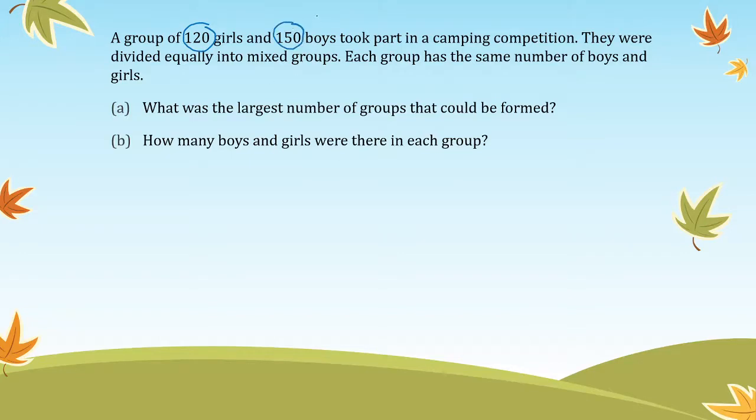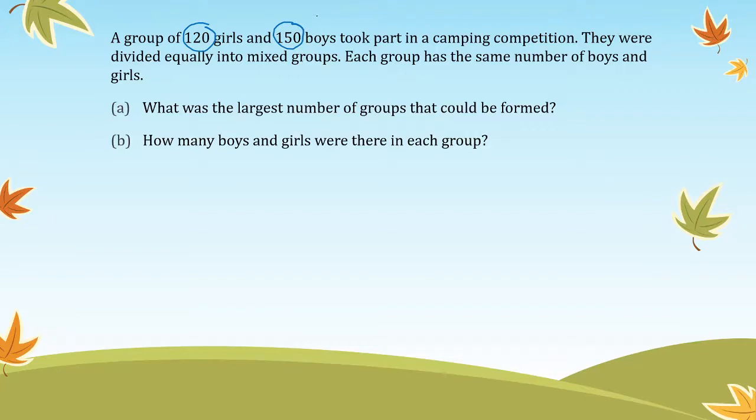Imagine like in your school, there's an event or an activity. There's a certain number of girls, a certain number of boys. You need to divide them equally into groups. Now the easiest way to divide is one group. You can have one whole big group of 120 girls and 150 boys all together. You can also have two groups, 60 girls and 75 boys in one group, and then the other group is also 60 girls and 75 boys.